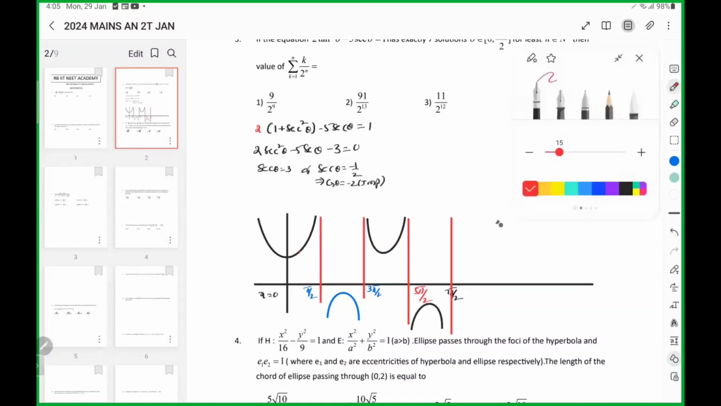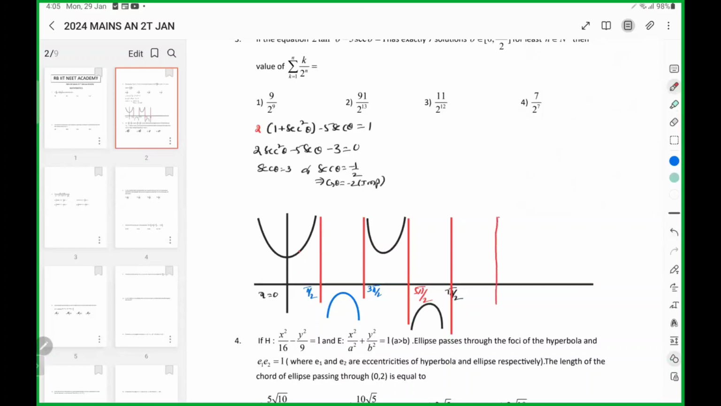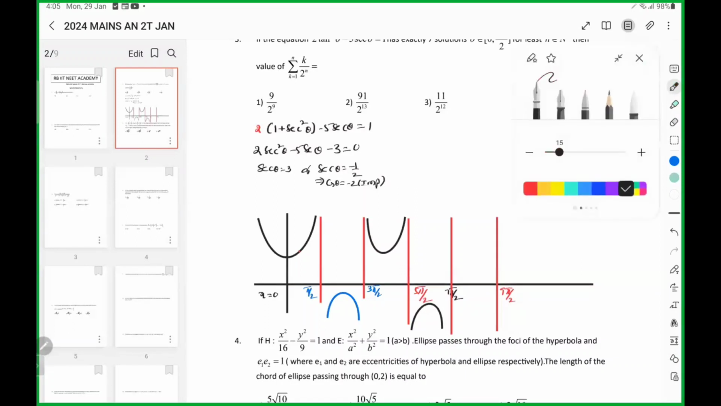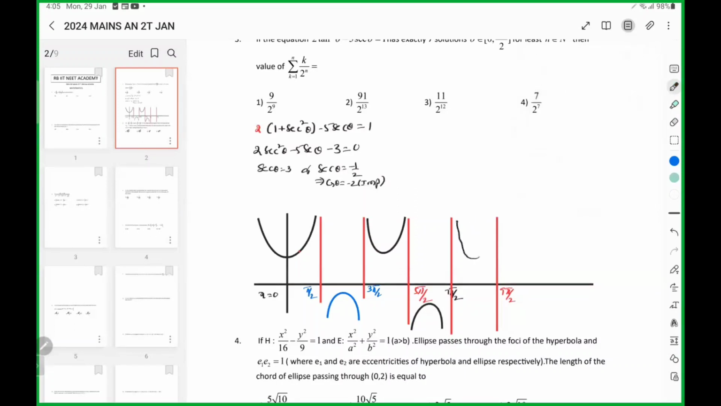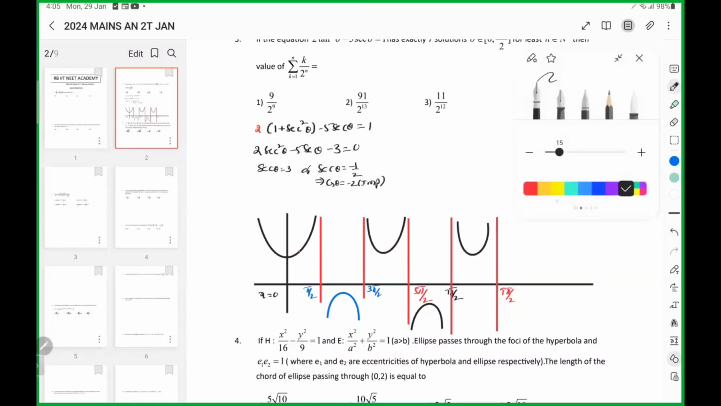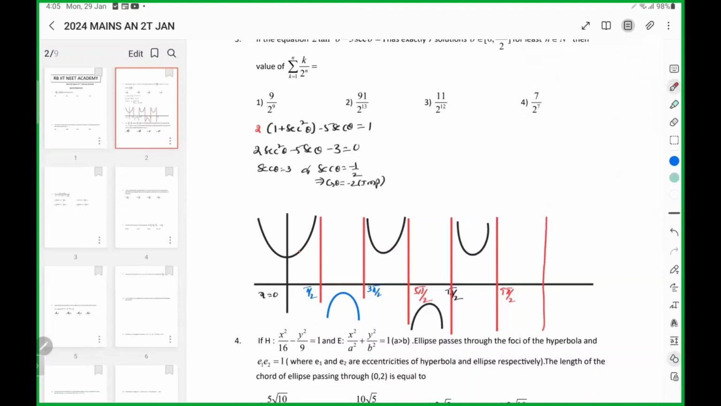Again, you take a graph up to 9 pi by 2. Again, this will be positive. Again up to 11 pi by 2 if you take it. Again, 13 pi by 2.